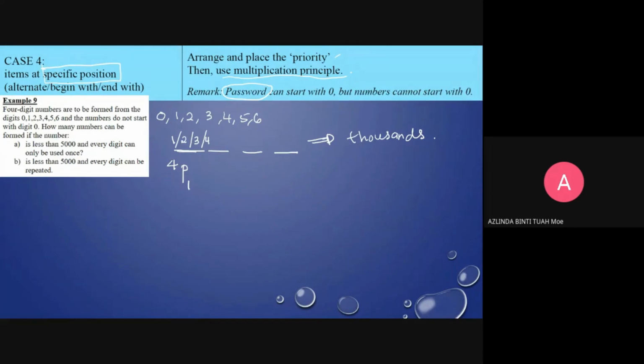Okay, so saya akan pilih mana-mana lah antara 4 ni. Katakan saya pilih 2 di sini. Without repetition, sebab dia kata can only be used once, saya dah tak boleh guna 2 di tempat lain. Okay, untuk second place, I can put either 0 or 1 or 2, 3, 4, 5, 6. So how many choices? 1, 2, 3, 4, 5, 6, 7. 7 choices to be arranged just on one place.